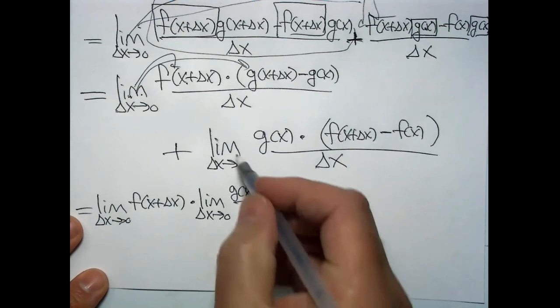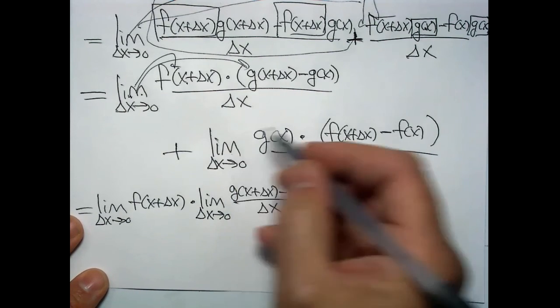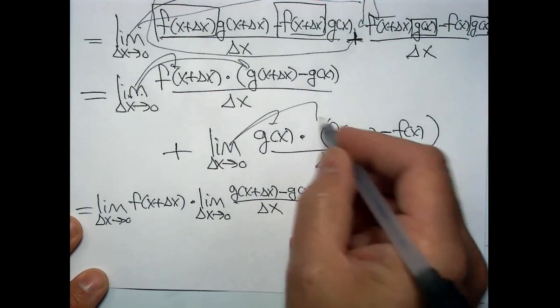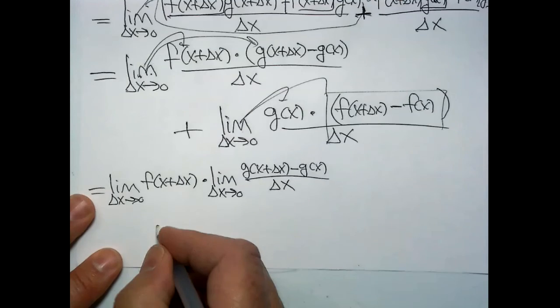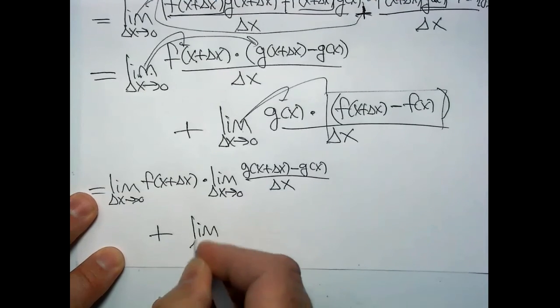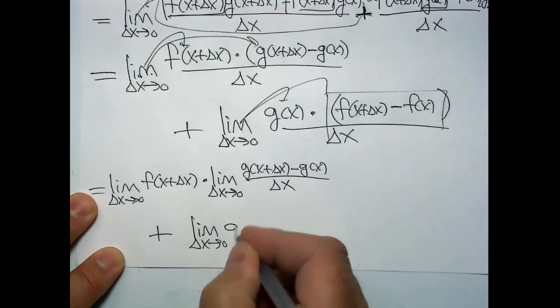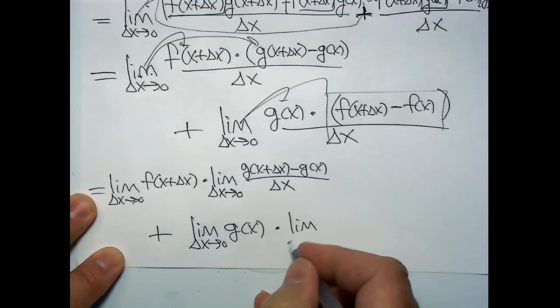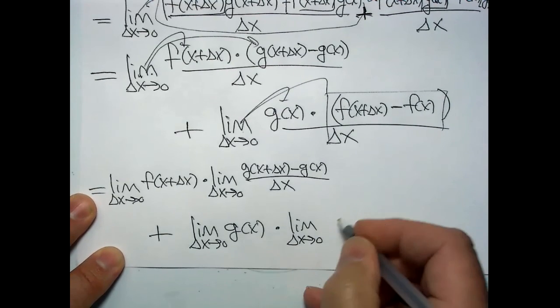Same thing here. Distributive law, in a sense, for the limit. It works for products, too. This limit can apply just to that, and this limit can apply just to that. So let's write out what we have now. Separate limits here. So limits are different than derivatives. Limits actually will distribute through multiplication.